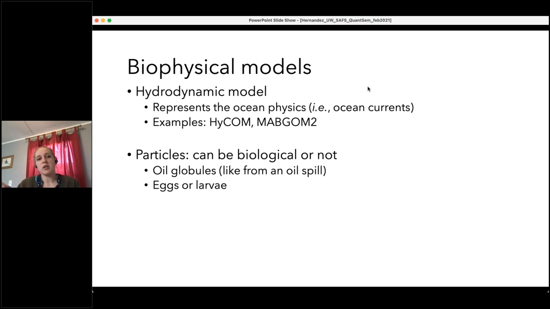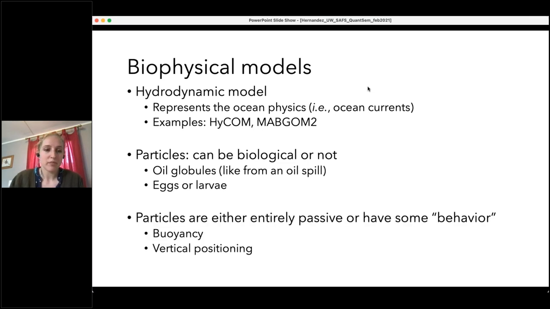So once you have chosen a hydrodynamic model, you often choose to put particles in it, and these can be biological or not. For example, you might want to model how oil globules move around after an oil spill and how they break up and where they end up. Or you might be interested in biological particles like eggs or larvae.